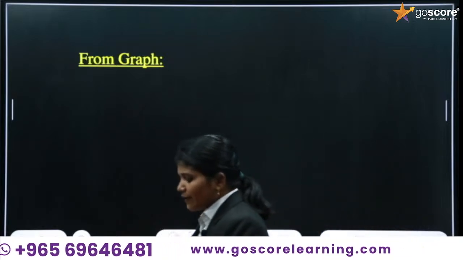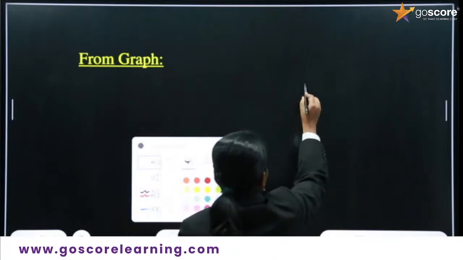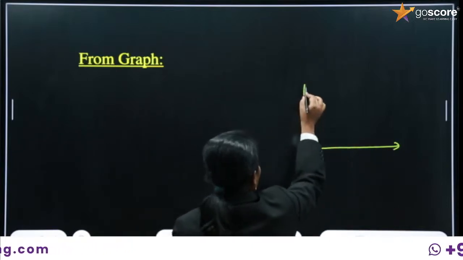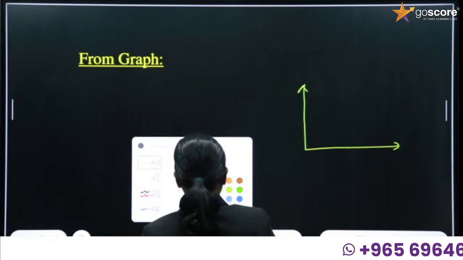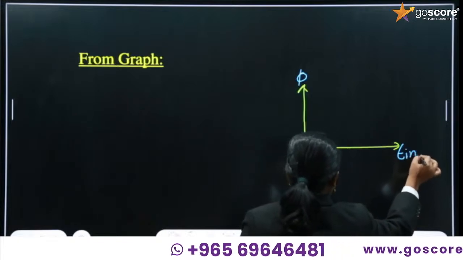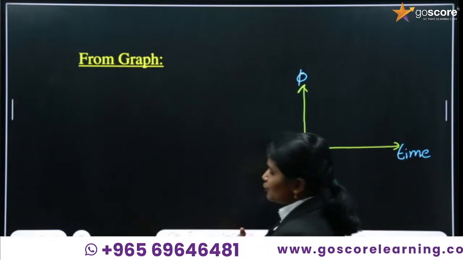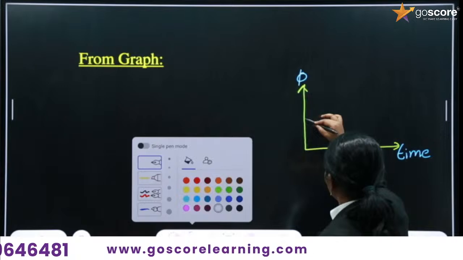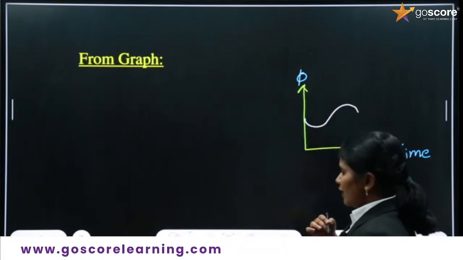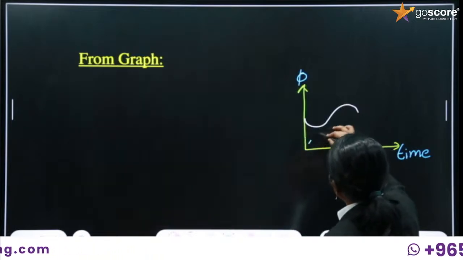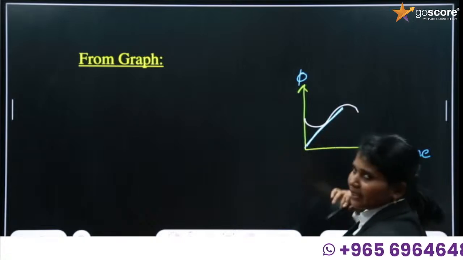From the graph, how will we find out the EMF? From the graph, I am taking flux and time period. This is flux, and this is time period. From the change in flux, I am getting some waveform. For this waveform, I am taking one tangent.